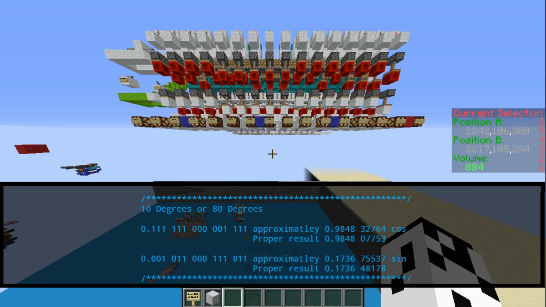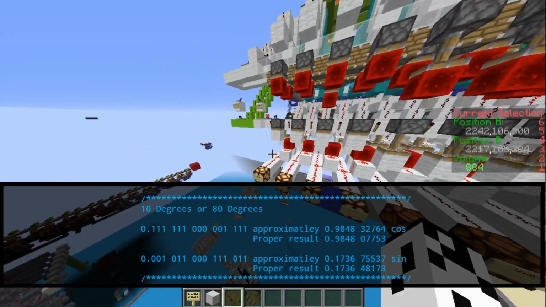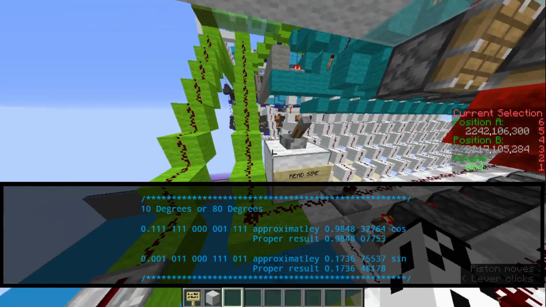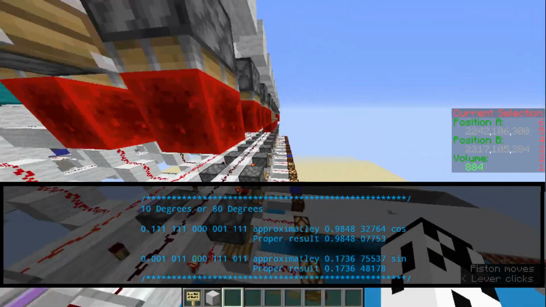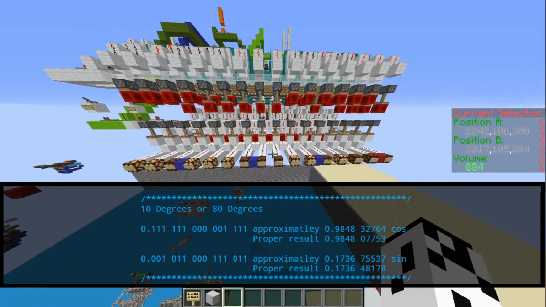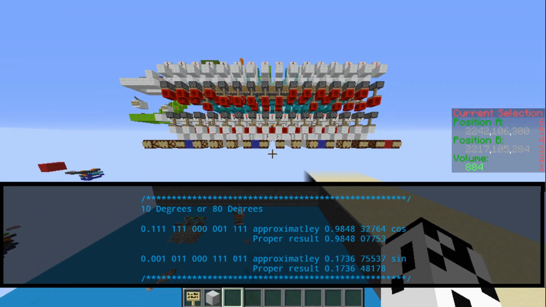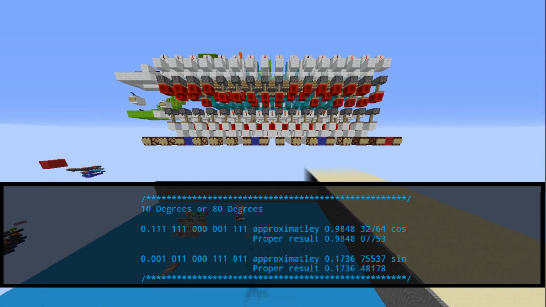Okay, and now I'll show you the sine, which is actually now our cosine of 80 degrees. So basically you could do dual read stuff if you know how to do these reference angle stuff. Okay, so there's that number.